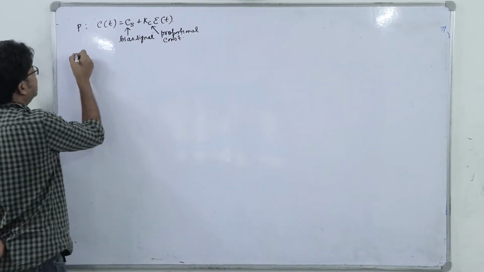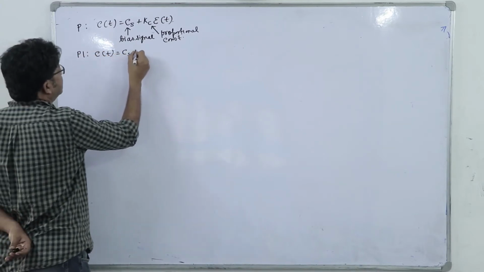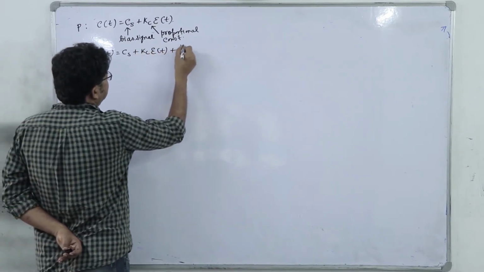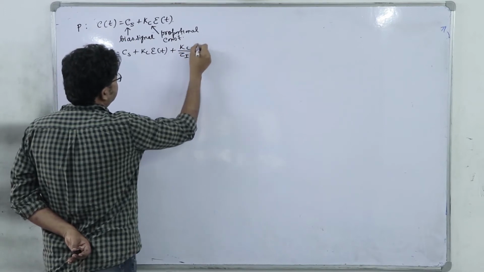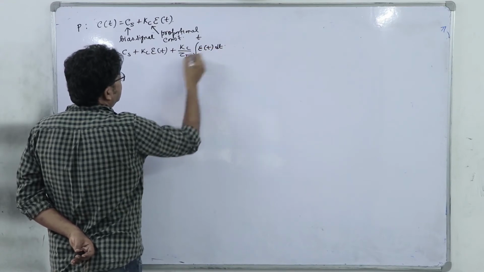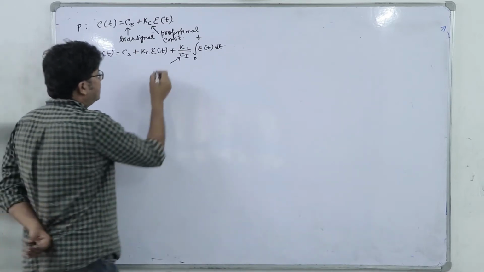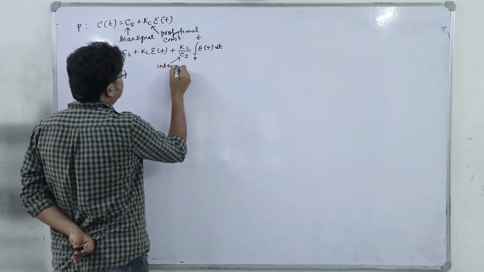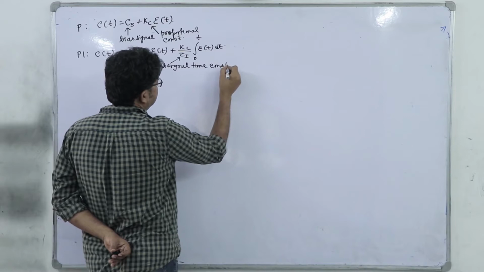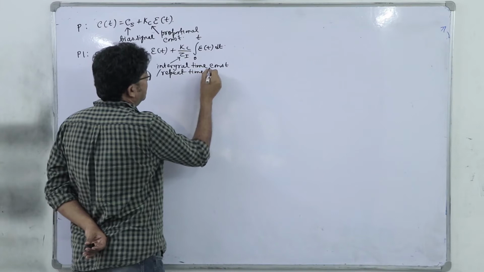Epsilon is definitely the error. For PI, this C(t) = Cs plus the proportional controller's part, and additionally there is an integral term, and this tau I is known as the integral time constant or repeat time or reset time.